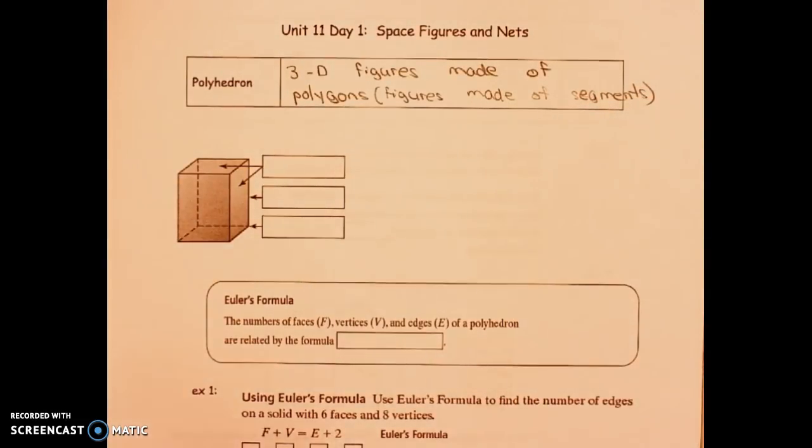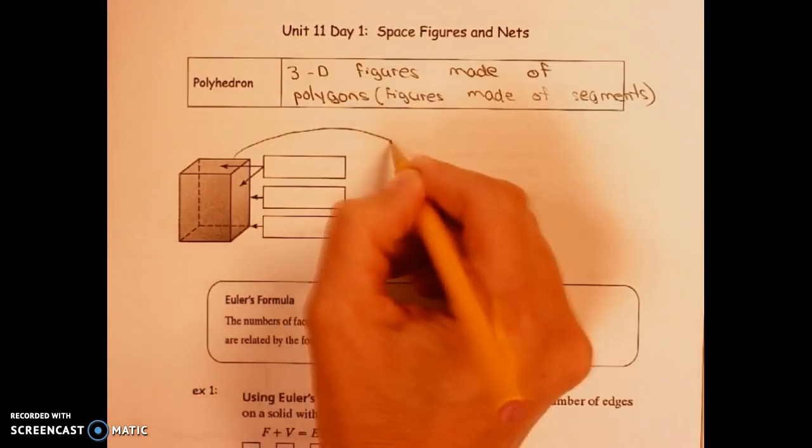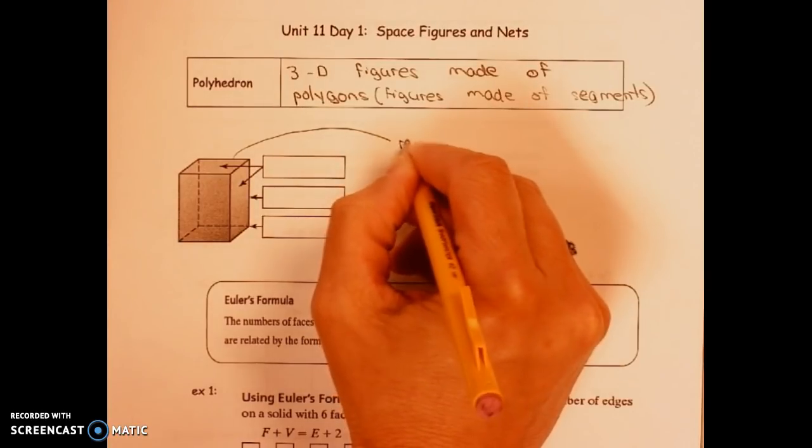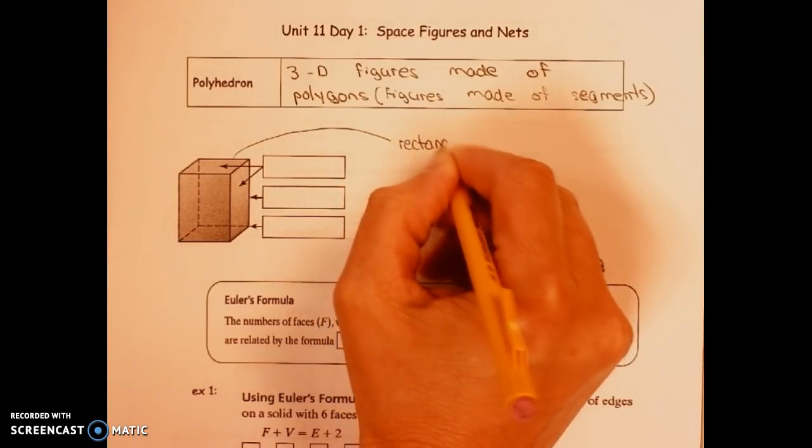So for example, this picture that we have here is a polyhedron. It is three-dimensional. Each one of those sides are made up of polygons, specifically squares or rectangles. This guy has a name, and we'll be working on that some as well later. This is called a rectangular prism.